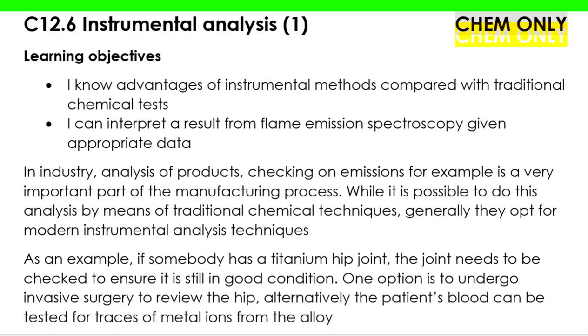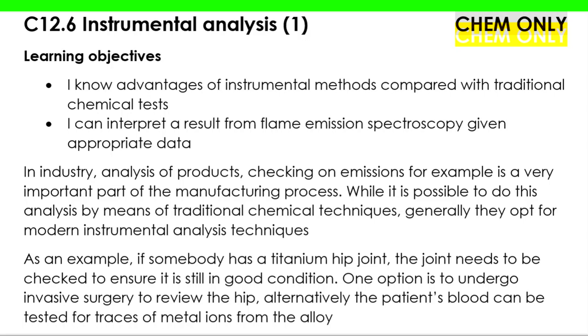So you need to be aware of advantages and disadvantages of instrumental methods when compared with traditional chemical tests. Traditional chemical tests are the things that you've probably been doing in practicals right the way through. We've just been speaking about tests for positive ions, for negative ions. We're looking at how that can be done with instruments. We're also going to look at how we can interpret results from flame emission spectroscopy when given appropriate data. As always, I'm going to recommend you pause and have a go at the activities for yourselves.